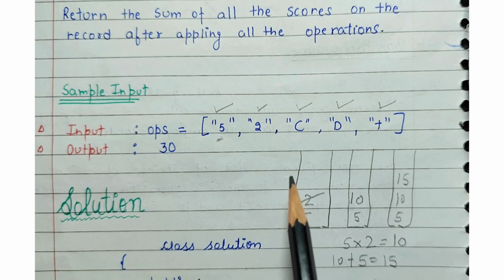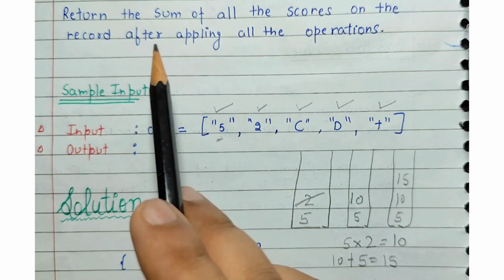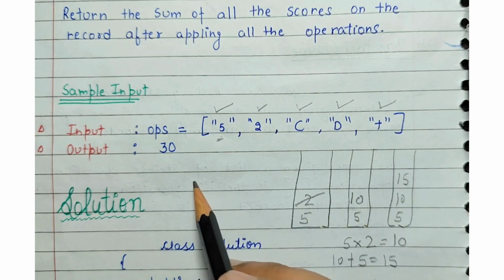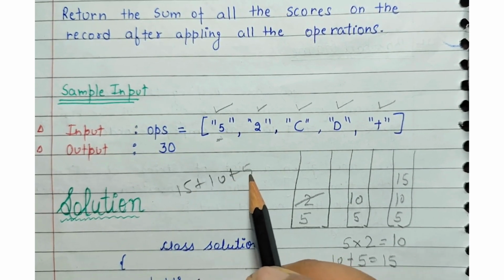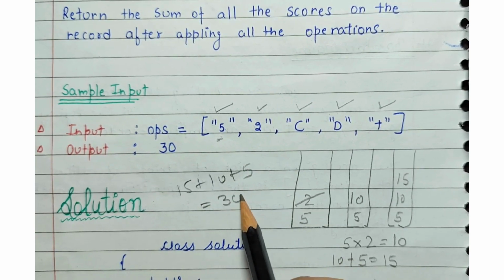Now we have to return the sum of all the scores on the record, so we perform the addition of all these elements. The elements are 15 plus 10 plus 5: 15 plus 10 is 25, and 25 plus 5 becomes 30.